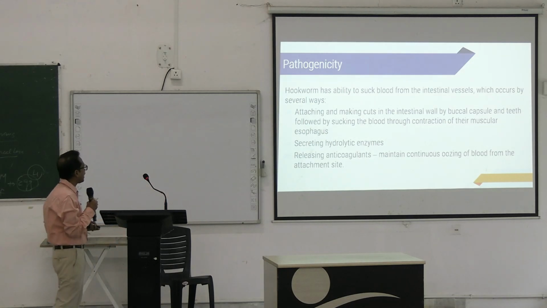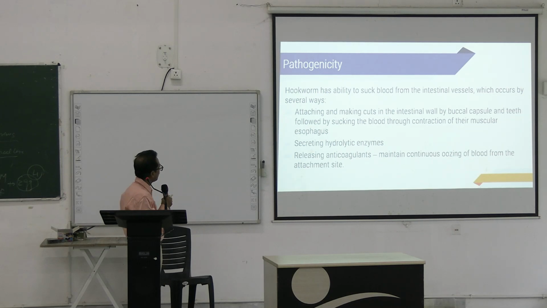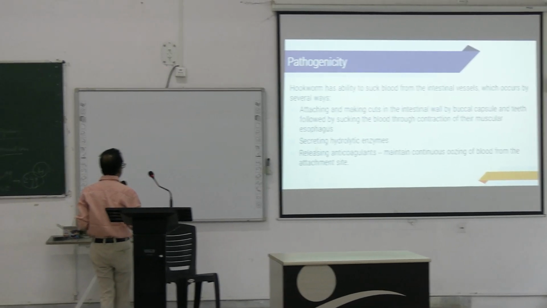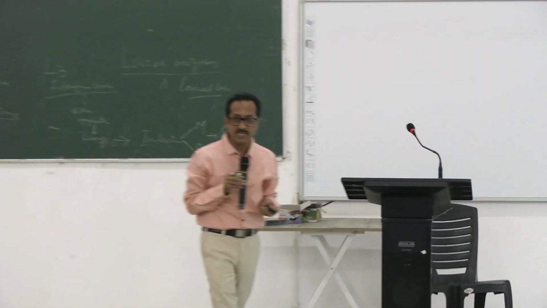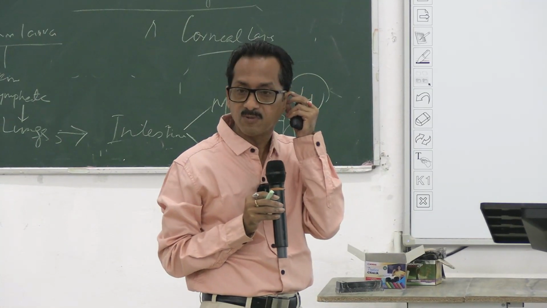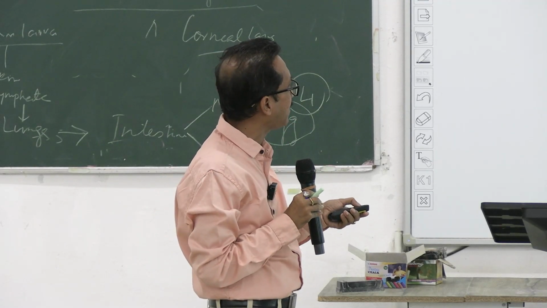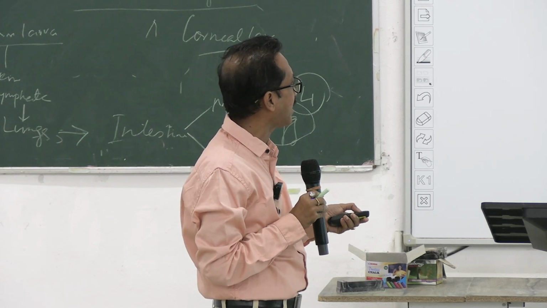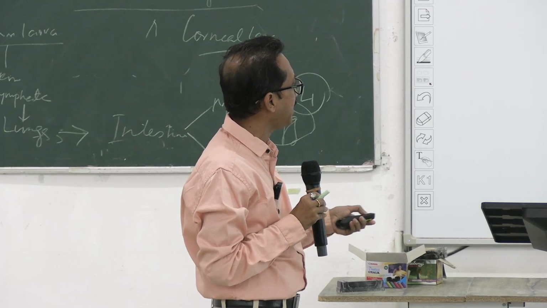Hookworm has the ability to suck blood from the intestinal vessels, which occurs in several ways: attaching and making cuts in the intestinal wall by buccal capsule and teeth, secreting hydrolytic enzyme, and another point, they release some anticoagulant, so bleeding does not stop on its own. That is the cause of anemia. So there are three causes of anemia. One is they suck blood from the intestinal vessel. They make cuts in the intestinal wall by buccal capsule and teeth, and secrete some hydrolytic enzyme which contains anticoagulant.